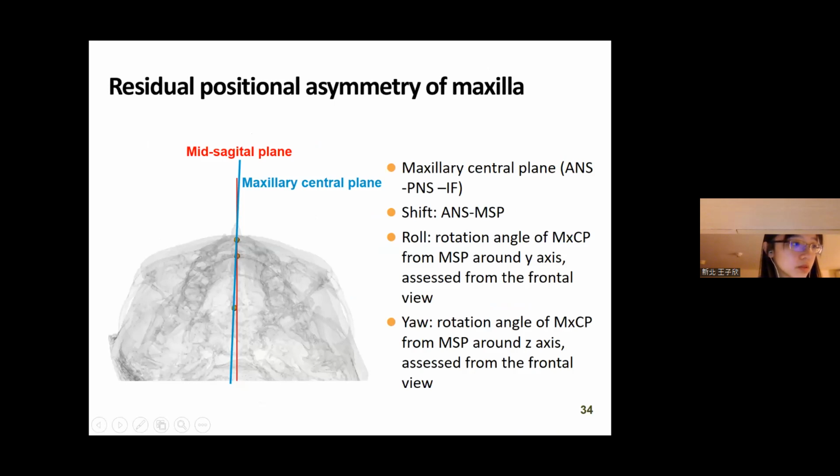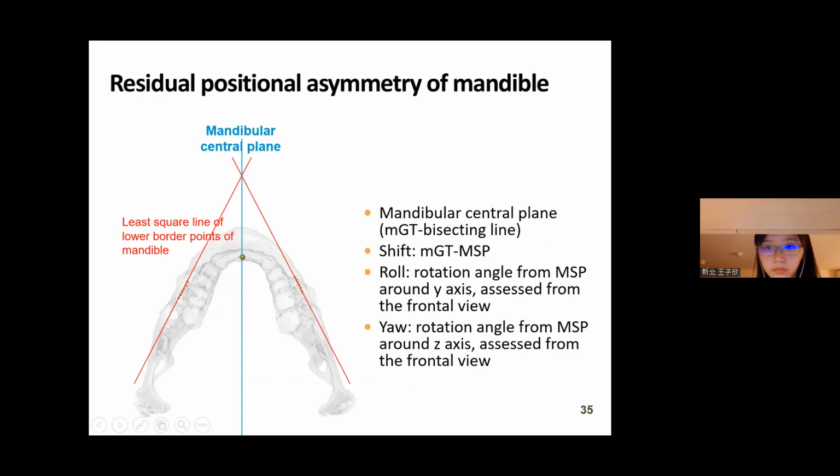For positional asymmetry of the maxilla, we define it as a plane passing through ANS, PNS, and the incisive foramen. The shift asymmetry of the maxilla was measured as the distance between ANS and the mid-sagittal plane. The roll asymmetry was the rotation angle of the maxillary central plane from the mid-sagittal plane around the y-axis, assessed from the frontal view. And the yaw asymmetry was the rotation angle of the maxillary central plane from the mid-sagittal plane around the z-axis, assessed from the frontal view.